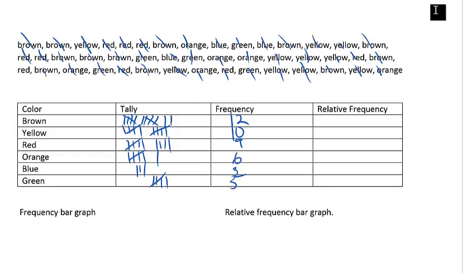Okay, so those are the rest of your tallies and frequencies for the rest of the colors. We're going to need to add this up here in a second. So as I sum this, 12 plus 10 plus 9 plus 6 plus 3 plus 5, I get 45. So we're going to use that to find the relative frequencies.